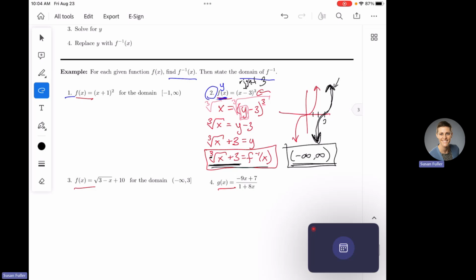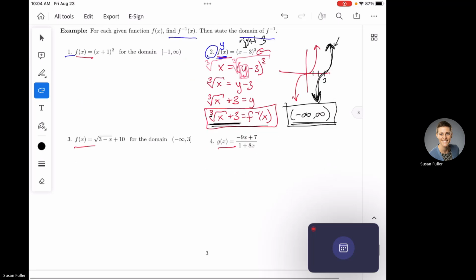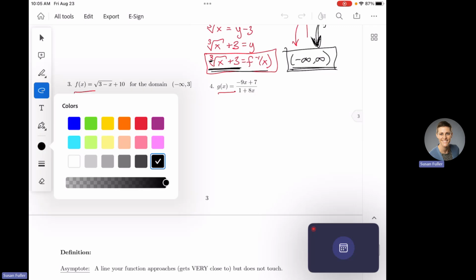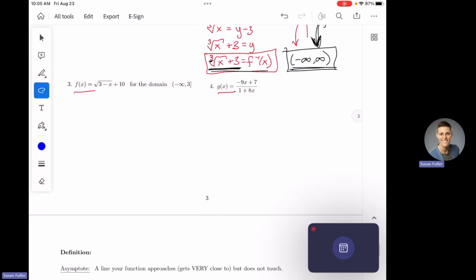Okay, let's try another one. Our original function f of x is the square root of 3 minus x plus 10. Okay, so again, to find our inverse function, we need to switch x and y because that's what an inverse function does. My brain wants to see where y is. F of x is y, so I'm going to put the y right there to say that's where the y is. And now to find our inverse, we are going to switch x and y.